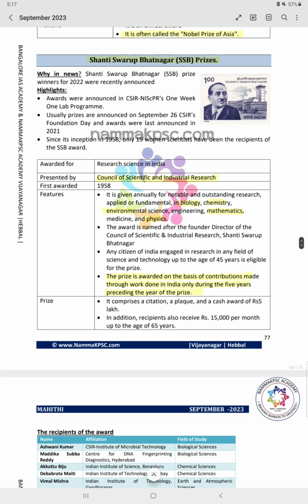Then we have the Shanti Swarup Bhatnagar Prize. So who gives this one? This is given by CSIR. In which fields is it given? Physics, chemistry, maths, biology, environment, PCMB and environment. And it is basically for contributions made to work in India only and during the last 5 years before he gets the prize.